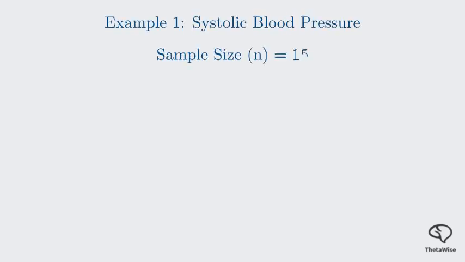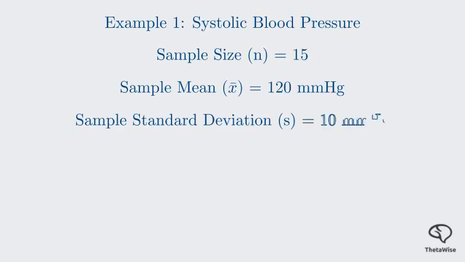Suppose we measure the systolic blood pressure of 15 patients. We find the sample mean is 120 millimeters of mercury, and the sample standard deviation is 10 millimeters of mercury. We want to calculate a 95% confidence interval for the true mean systolic blood pressure of the population. First, we need the degrees of freedom, that's n-1, so 15 minus 1 equals 14.